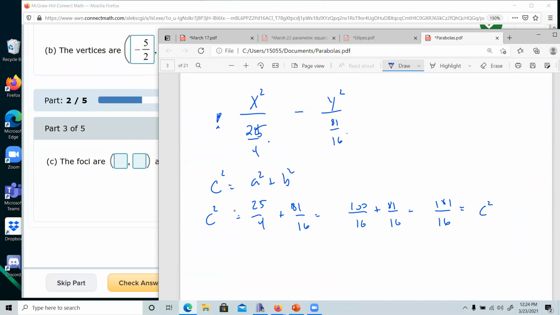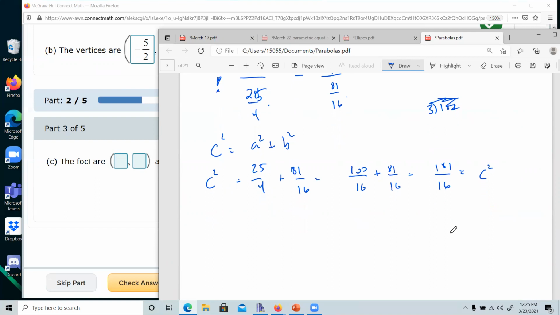Now I know that 3 goes into 181, I think. Nope, that doesn't. I should have added up to 9, not 10. Okay. I don't know if 181 is a prime or not. Somehow I doubt it, but we're going to go with that. C squared. C is equal to plus or minus root 181 all over 4.